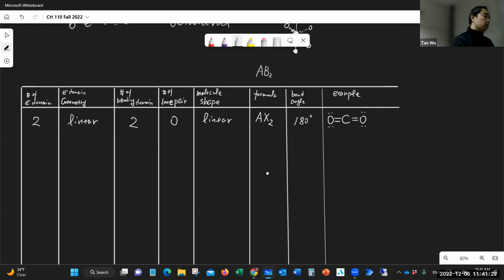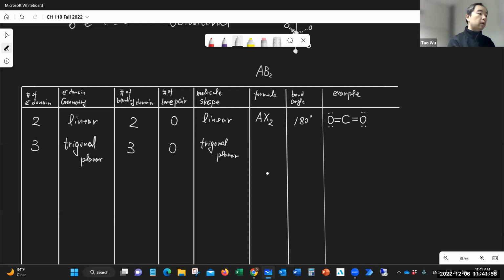Okay, so then let's talk about 3 electron domains. If we have 3 electron domains, the electron domain geometry is trigonal planar. So if we have 3 bonding domains and no lone pair, then the geometry of the molecule will be exactly the same. It's just trigonal planar.